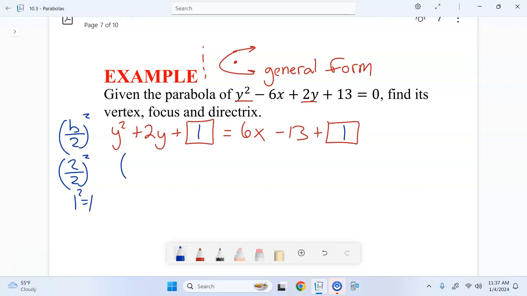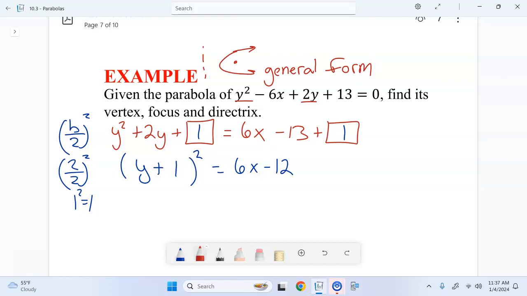Our left side will factor to be y plus 1 squared. And the right side will simplify to be 6x minus 12. Okay? So that's that first part for completing the square. This is where it's going to differ depending on which form you want to use. Let's do vertex form first. Vertex form is just get x by itself. We want to isolate x.